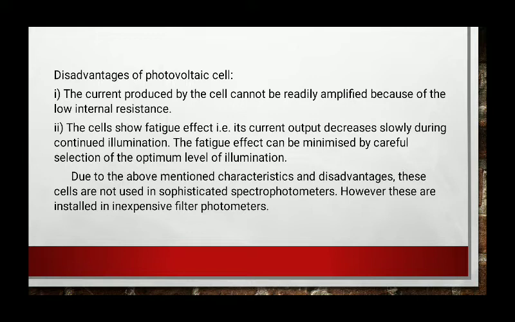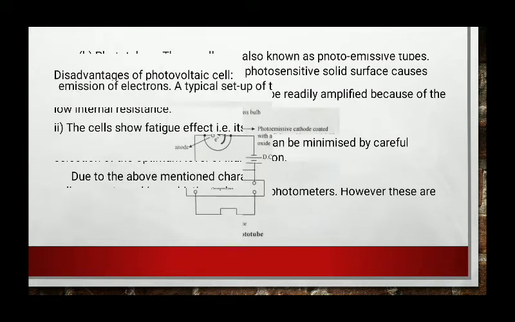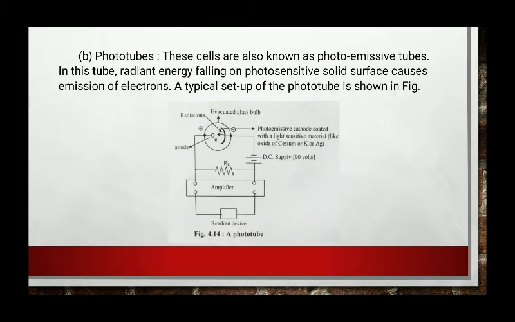Due to the above mentioned characteristics and disadvantages, these cells are not used in sophisticated spectrophotometers. However, these are installed in inexpensive filter photometers. The second detector is called a phototube. The cell is also known as a photoemissive tube.